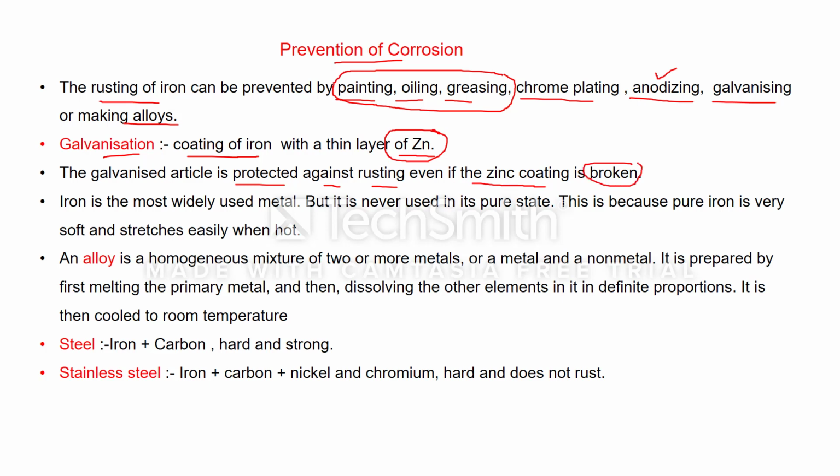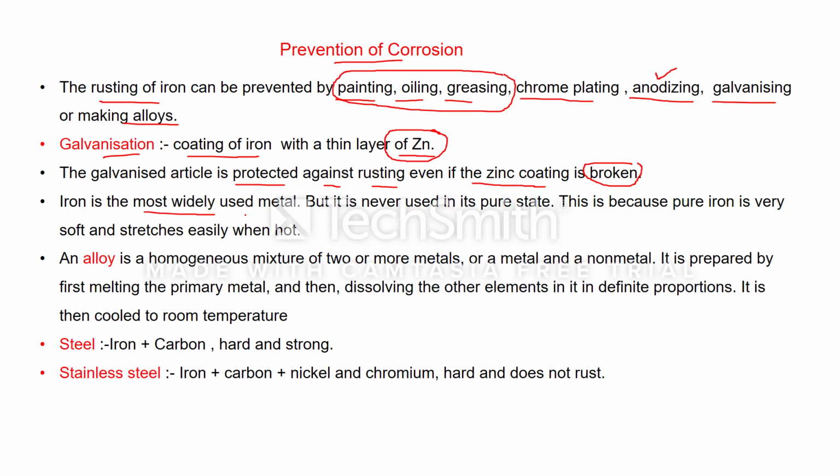Suppose at some part of that galvanized article the zinc coating is broken. What happens? Does that article get rusted? No. Because in this case zinc is more reactive. That's why zinc will react in comparison to the iron. That's why the iron will not rust.